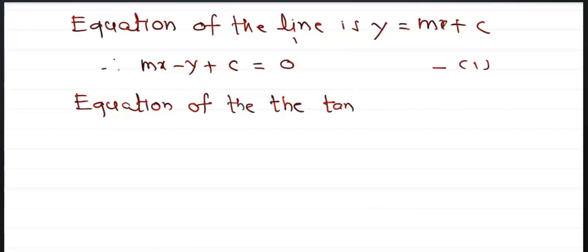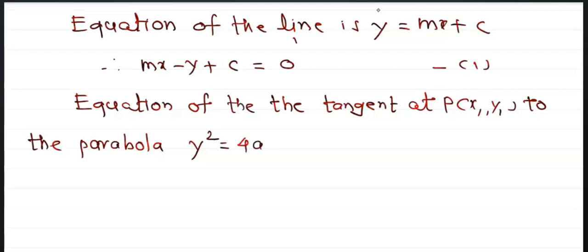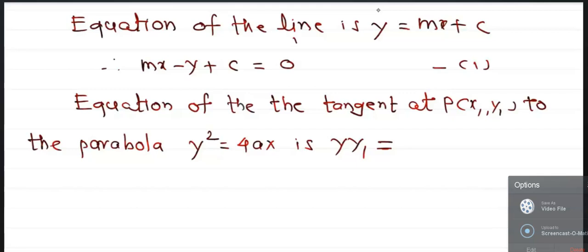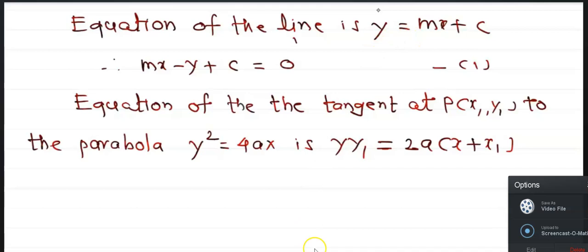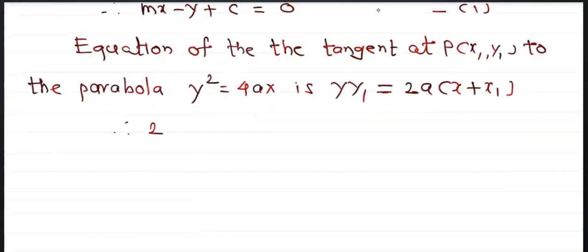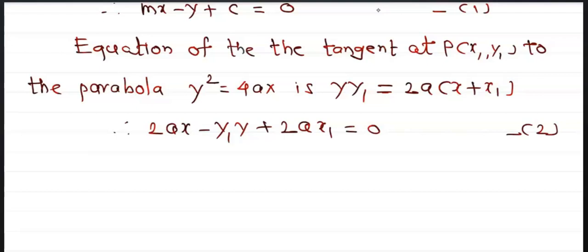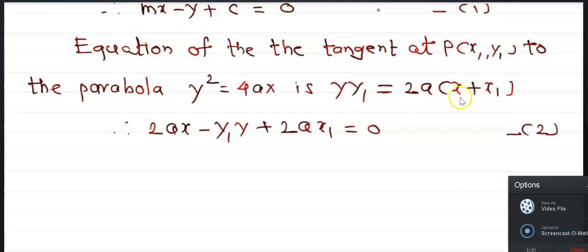Then the equation of the tangent, the equation that we derived, we will write. Tangent at P x1 y1 to the parabola y square is equal to 4ax is yy1 is equal to 2a in bracket x plus x1. This is the equation of the tangent to the parabola that we have derived. This is a general line. When this line will be the tangent, we have derived this equation. Now we'll compare whether these two lines are the same. Here we are simplifying yy1 is equal to 2a in bracket x plus x1. Now the multiplication is 2ax plus 2ax1. Now the yy1 term, taken to the right hand side, will become minus. Therefore overall you will get 2ax minus y1y plus 2ax1 is equal to 0.